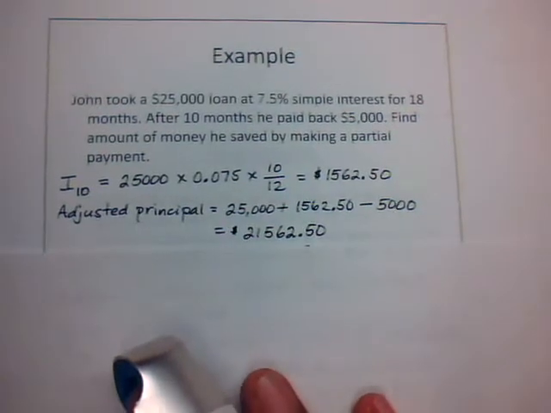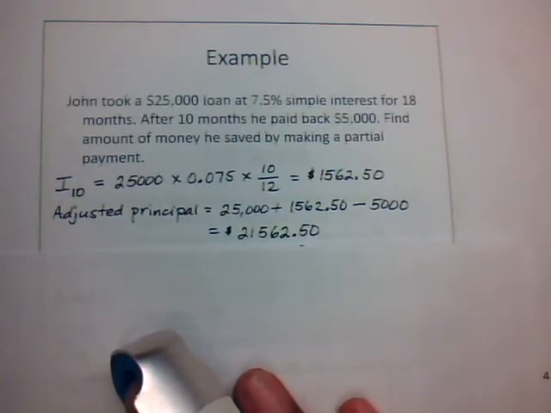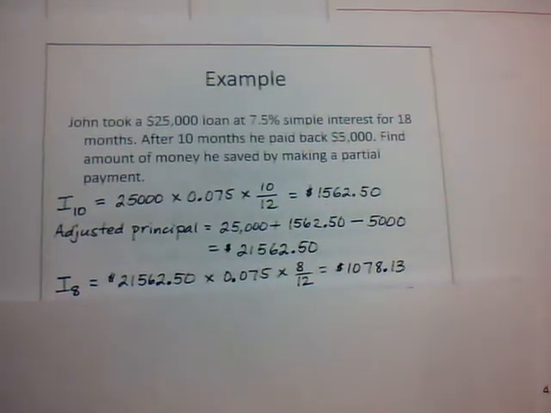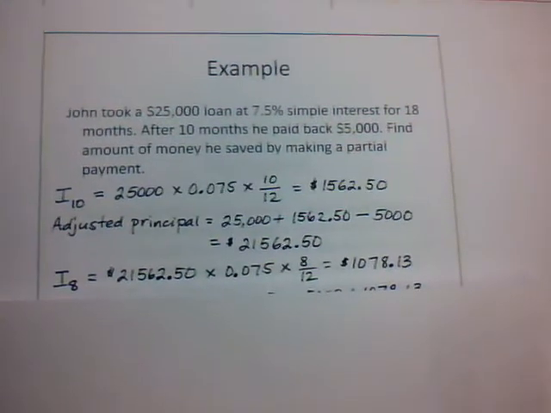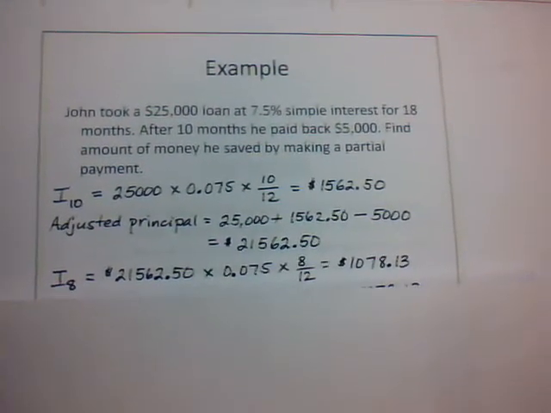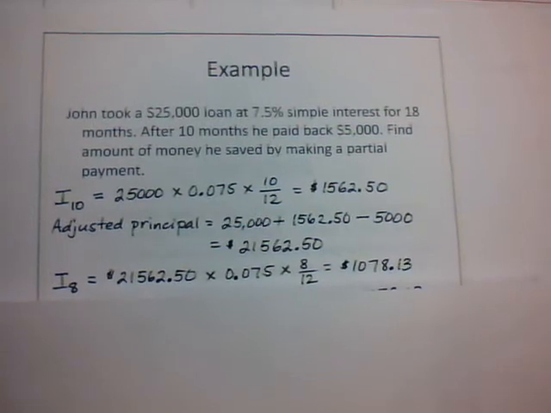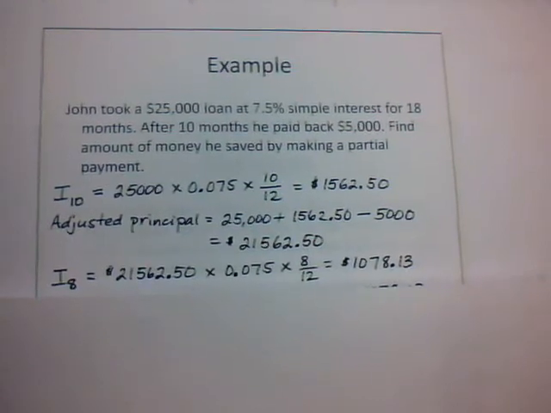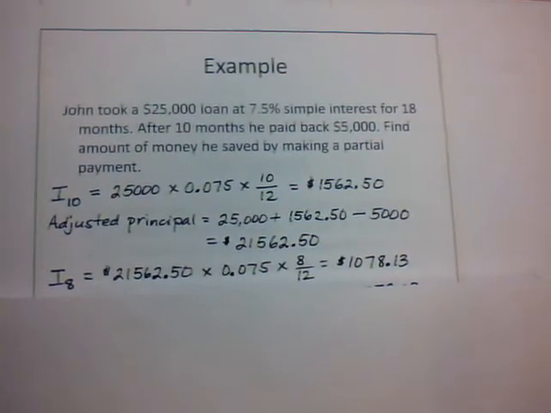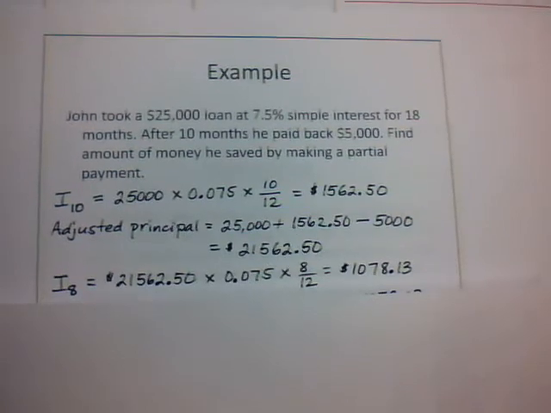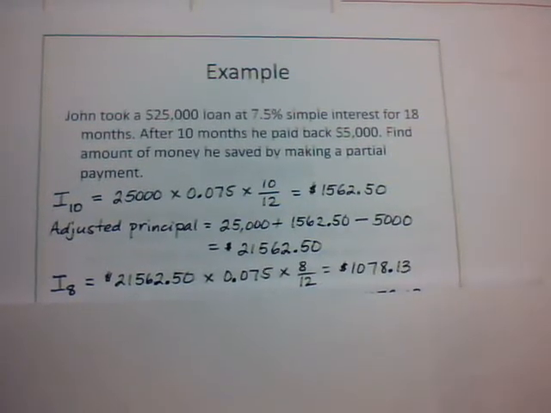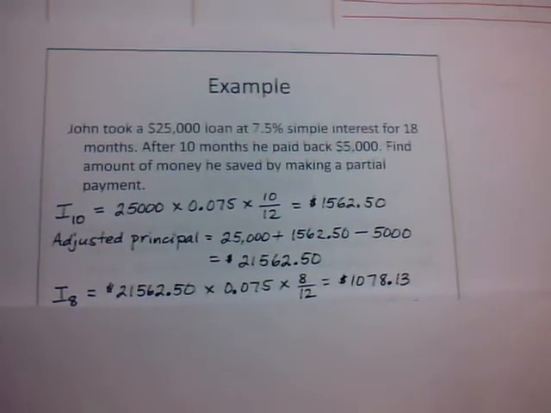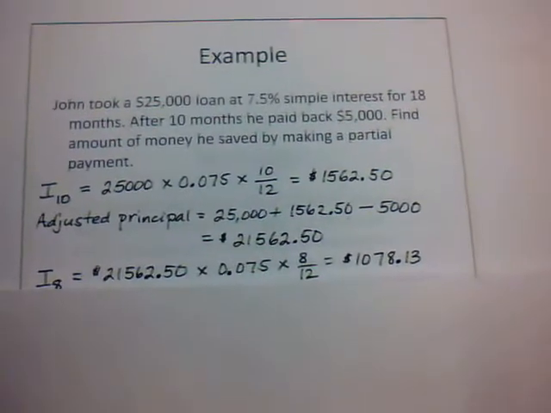Okay, so now we need to find out what the interest is after the partial payment was made. So let's find out what the interest is after 8 months, or for the remaining 8 months. So his adjusted principal is $21,562.50. We'll take that, multiply that by 0.075, and that's going to be multiplied by 8 out of 12 months. That's the remaining 8 months of the 18-month term for that loan. So when we multiply that out, you'll get $1,078.13.